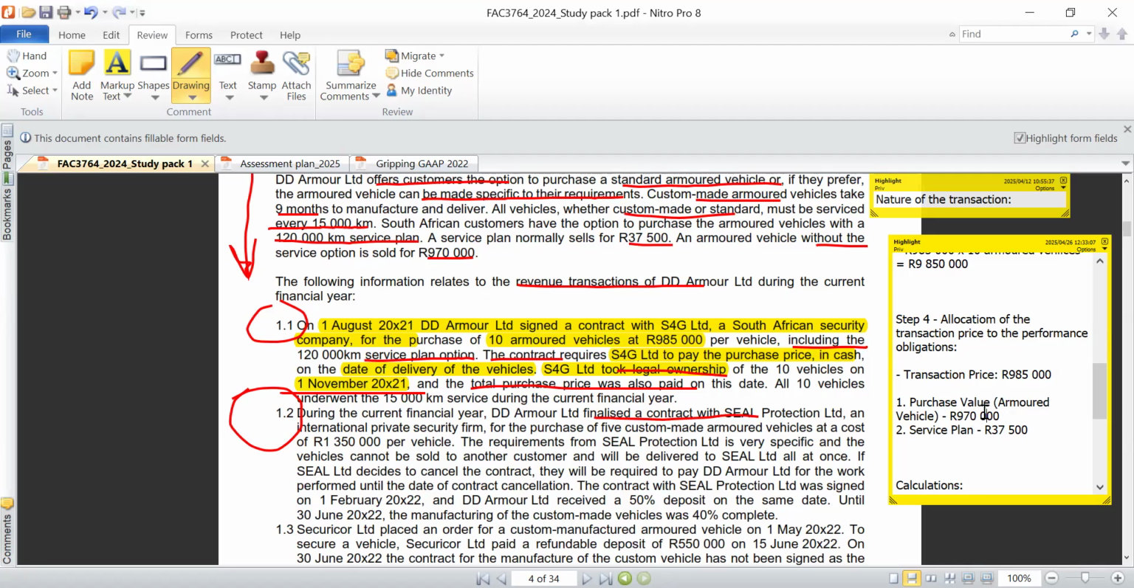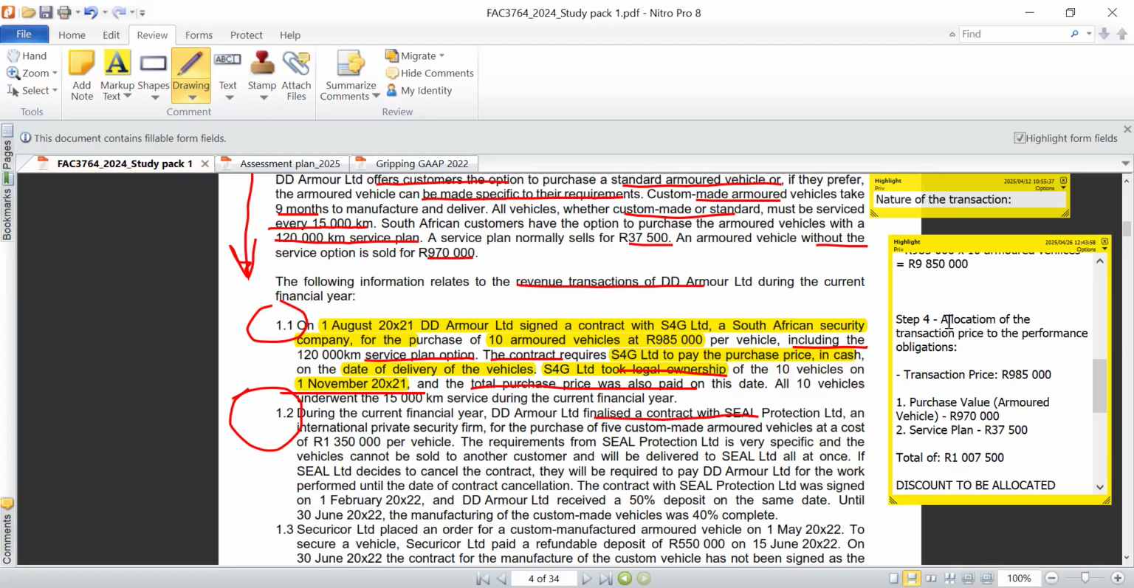So I want to find out, if I take these two, because that's what makes up a transaction price, if you add these two values, 970,000 and the 37,500, it will give you a total of 1,007,500. Now, this 1,007,500 is what S4G Limited was supposed to be paying for each armored vehicle. However, S4G Limited is paying 985,000 rands for each vehicle, which tells me there is a discount to be allocated in this case. Does it make sense? There's a discount to be allocated in this case.